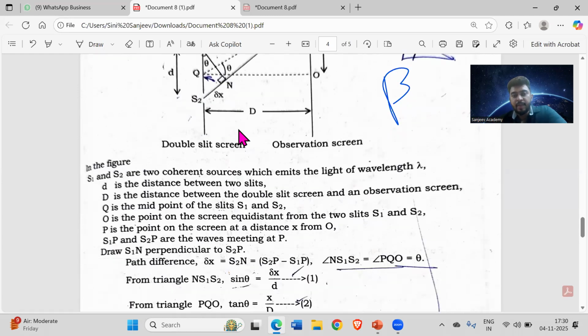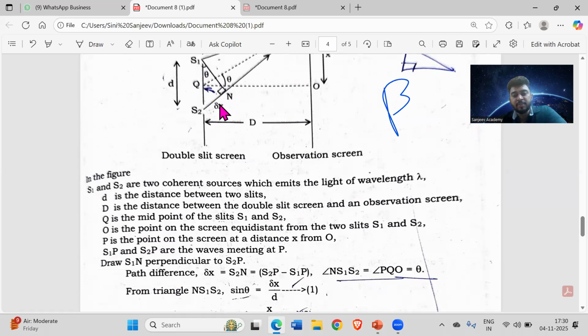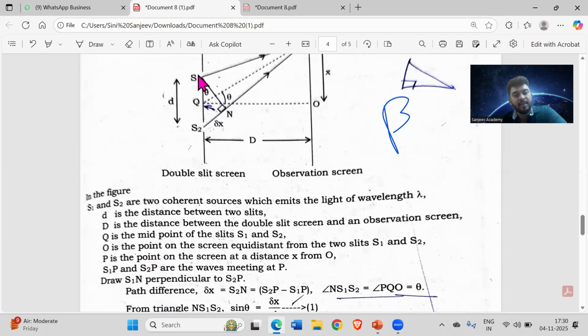And this del x is the path difference, a small difference actually. Now if I take this small triangle with S1 and S2, what is sine theta? Opposite side by hypotenuse. So guys, pretty much easy. Sine theta is del x by d, from this small triangle.